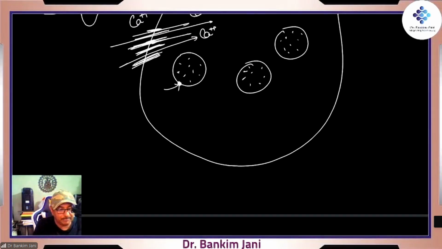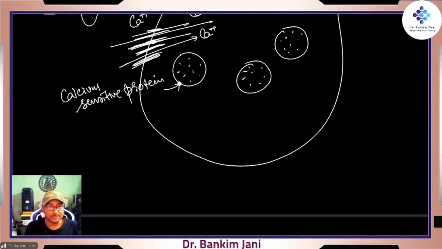So here is the mechanism. This is a calcium sensitive protein. In the presence of this calcium sensitive protein, as soon as the calcium comes, these vesicles will start traveling. They were floating, but in the presence of calcium, the first thing that happens is that they come near the surface.